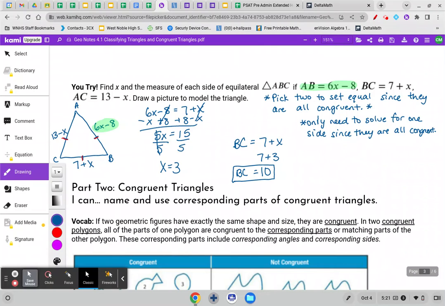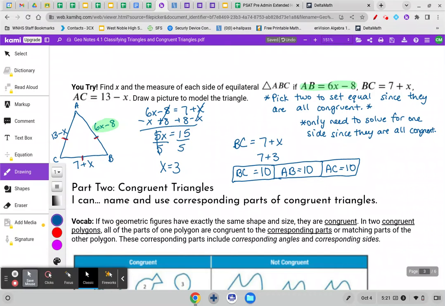Now, if you're a person that really likes to check your work, you can go ahead and solve for the other two sides and make sure that you get that every side is equal to 10. I do also need to write out all the sides as well. So I only solved for one, but I do need to make sure I answer all of the question. And there we go. So that's part 1.